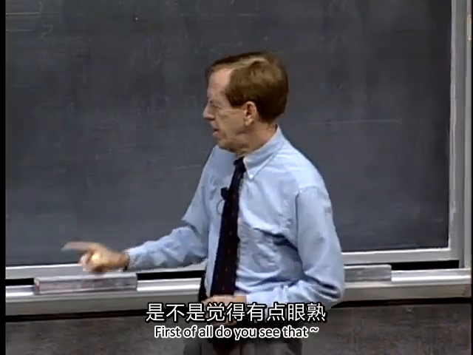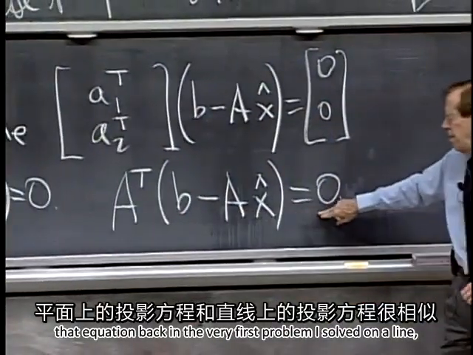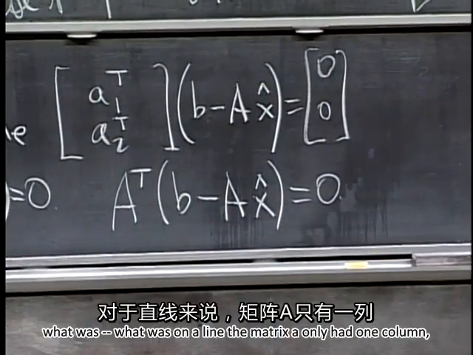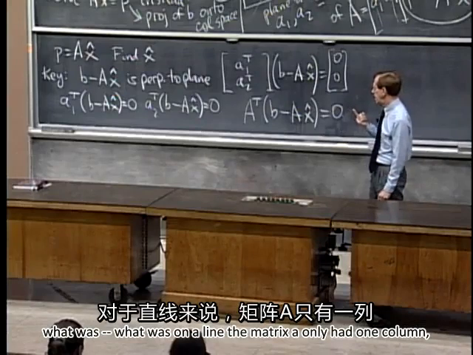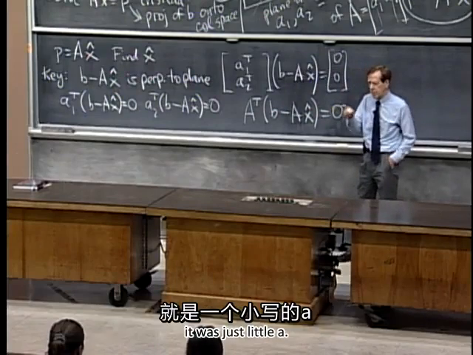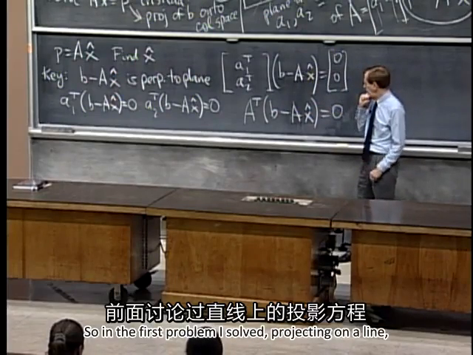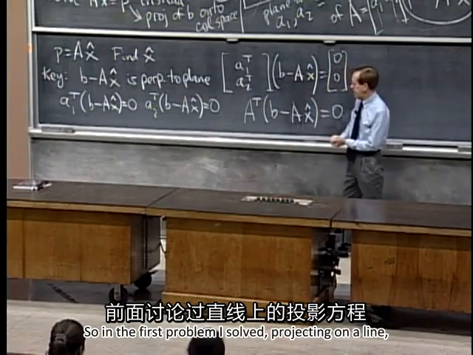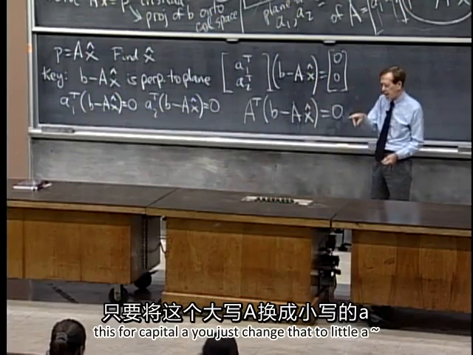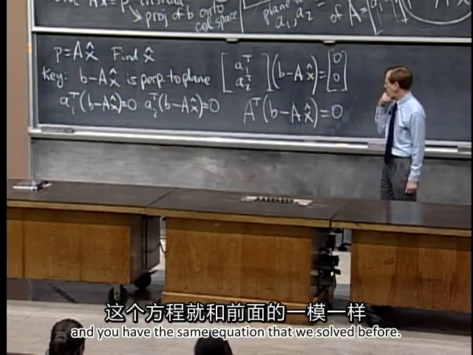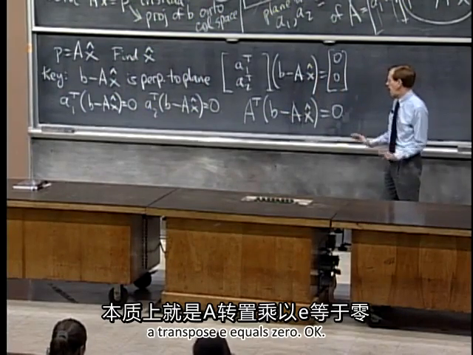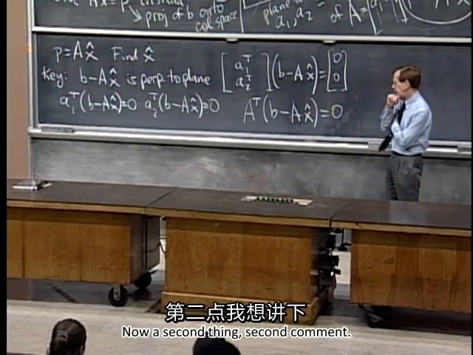First of all, do you see that equation? Back in the very first problem I solved, projecting on a line, the matrix A only had one column. It was just little a. So in that problem, for capital A you just change that to little a, and you have the same equation that we solved before: a transpose e equals 0.